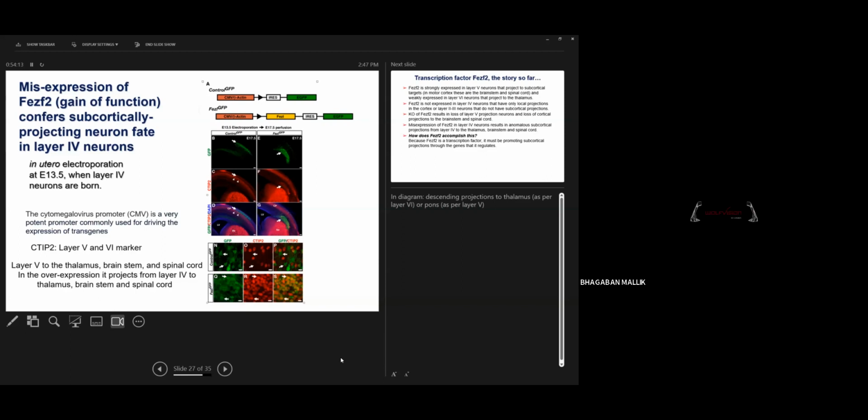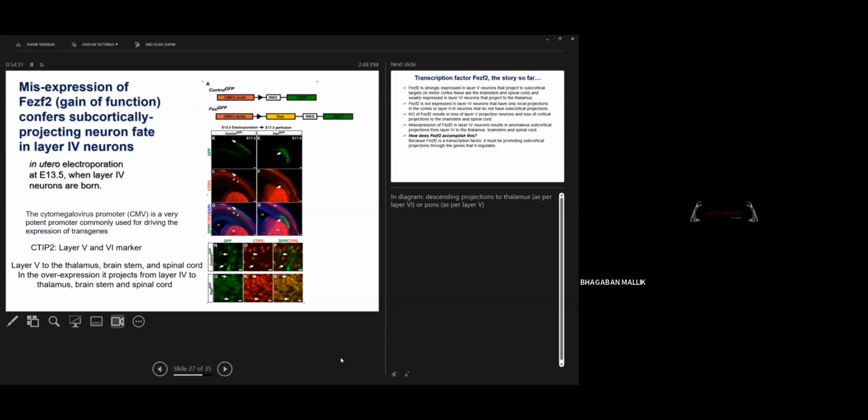But when they injected this construct, FEZF2, which is the marker for layer 5, it should mark the layer 5 neuron, right? But when they overexpressed it and injected it in layer 4, it marks layer 4. That's what I want to highlight.